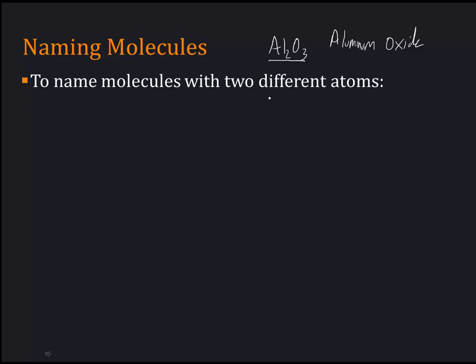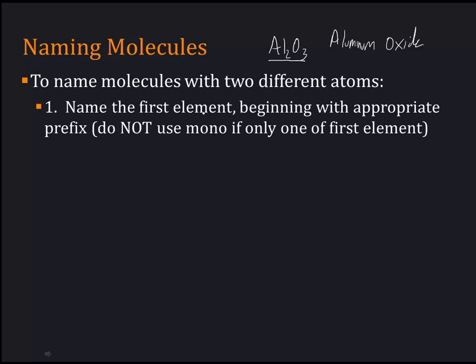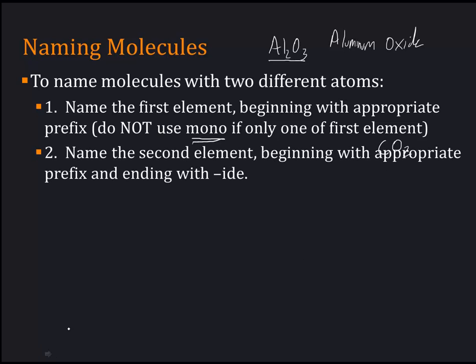When we name molecules with 2 different atoms, we use prefixes to tell how many atoms. So you name the first element beginning with the appropriate prefix. I'll show you what that means in a minute. There is this caveat here. Do not use mono if it's only one of the first element. So for instance, CO2, there's only one carbon here, so it's not going to be monocarbon, it's just going to be carbon. Now, you name the second element beginning with the appropriate prefix, and you change the ending to IDE. So CO2, like I said, that's carbon, and then there's a prefix for 2, it's di. So you're going to name this carbon dioxide.